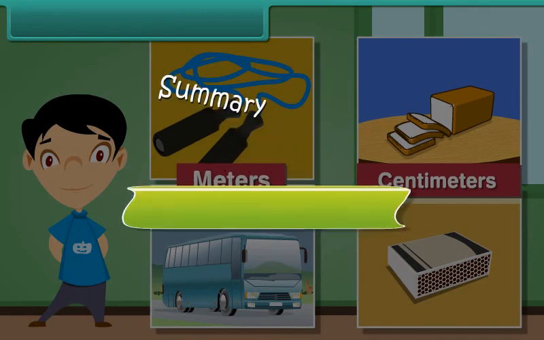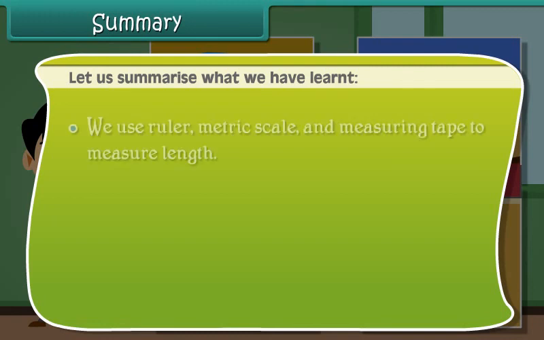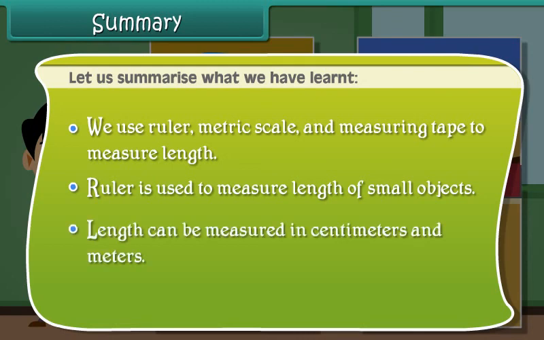Summary. Let us summarize what we have learned. We use a ruler, metric scale, and measuring tape to measure length. A ruler is used to measure length of small objects. Length can be measured in centimeters and meters. 1 meter is equal to 100 centimeters.